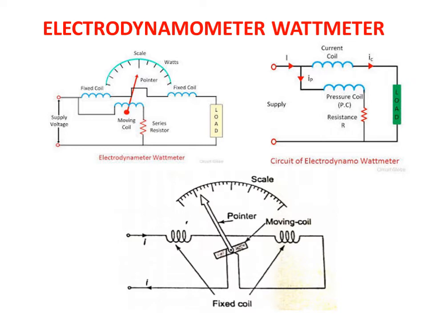So here in this slide, you are seeing the circuit diagram of an electrodynamometer type instrument. An electrodynamometer type instrument is used for the measurement of AC and DC quantities. Unlike a PMMC, which is used for DC quantities, and a MI, that is a moving iron, which is used for AC quantities.